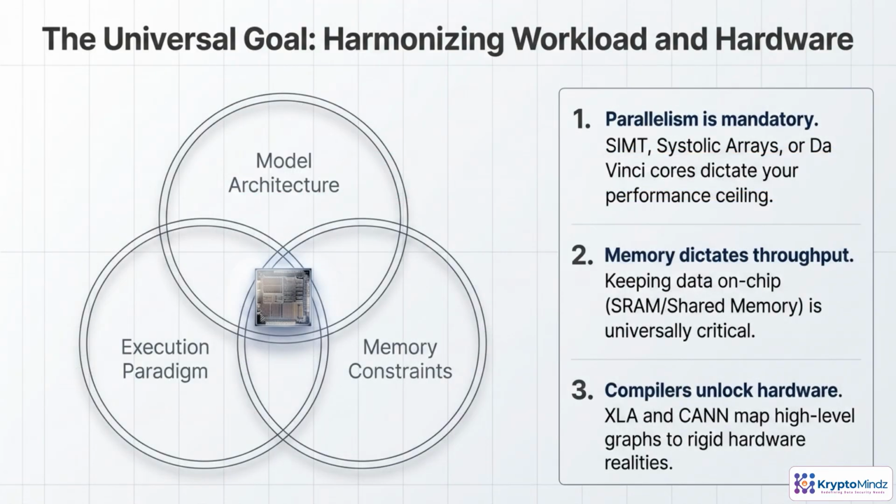Across CUDA GPUs, TPUs, and Ascend, the mental model is the same. First, embrace parallelism. Real speed comes from feeding SIMT cores, systolic arrays, or DaVinci units with big, regular batches of math. Second, design for memory. Throughput is usually capped not by flops, but by how often you leave on-chip memory. Reuse data locally and avoid wasteful transfers. Third, rely on compilers. XLA, CANN, and CUDA graphs translate your model into something the hardware can execute efficiently when your code is static, well-shaped, and optimization-friendly.